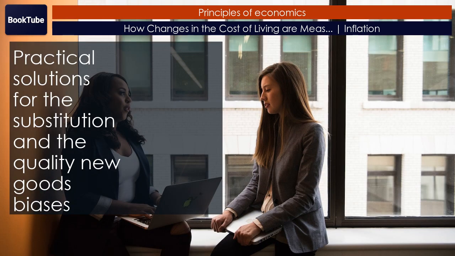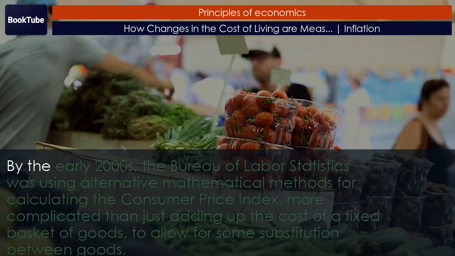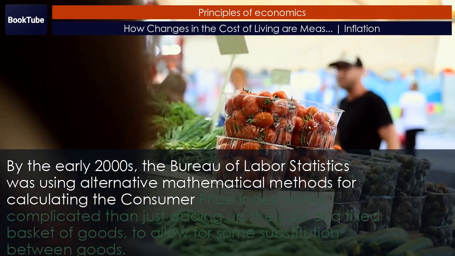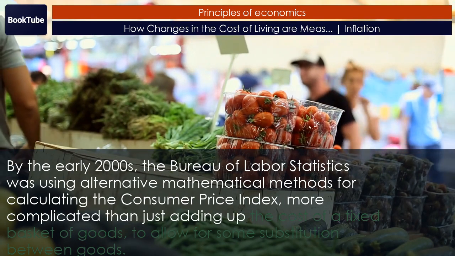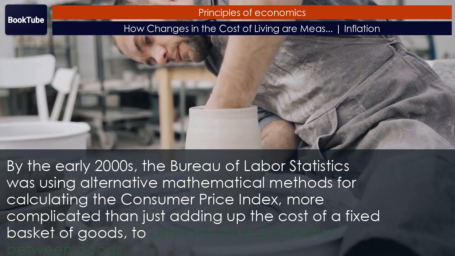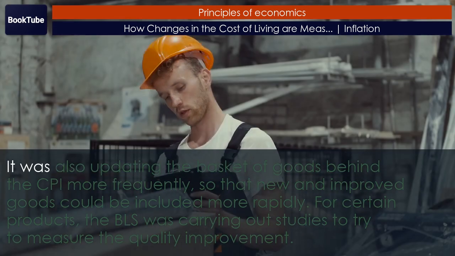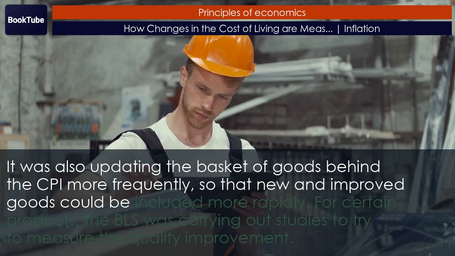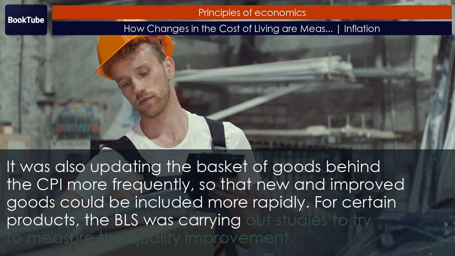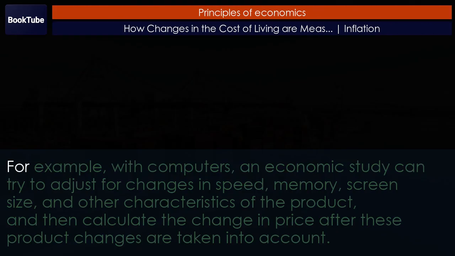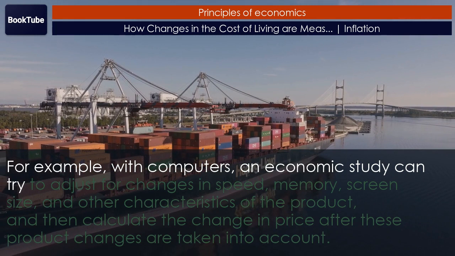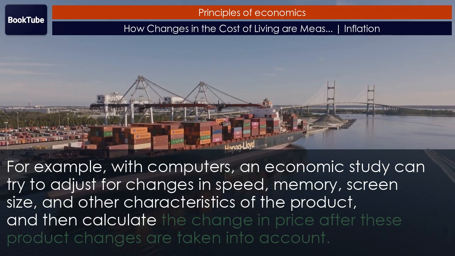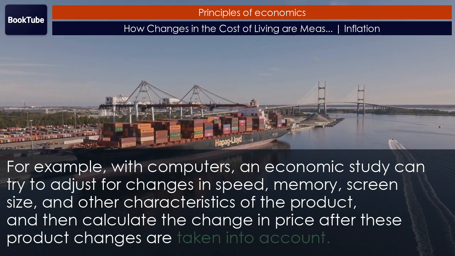Practical solutions for the substitution and the quality new goods biases. By the early 2000s, the Bureau of Labor Statistics was using alternative mathematical methods for calculating the consumer price index, more complicated than just adding up the cost of a fixed basket of goods, to allow for some substitution between goods. It was also updating the basket of goods behind the CPI more frequently, so that new and improved goods could be included more rapidly. For certain products, the BLS was carrying out studies to try to measure the quality improvement. For example, with computers, an economic study can try to adjust for changes in speed, memory, screen size, and other characteristics of the product, and then calculate the change in price after these product changes are taken into account.